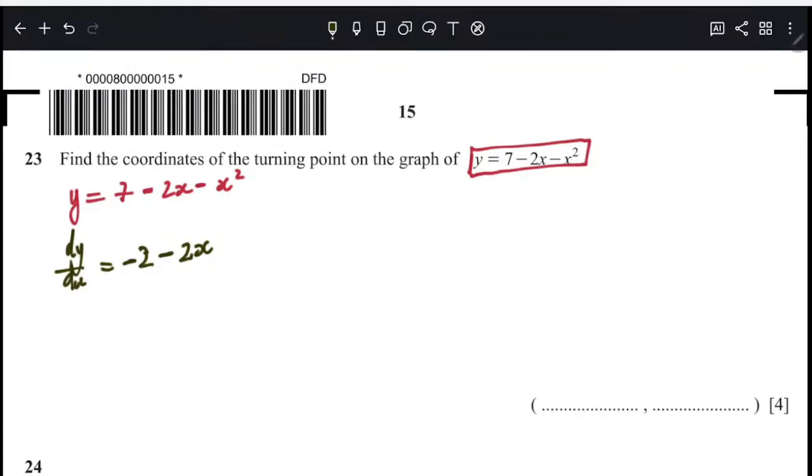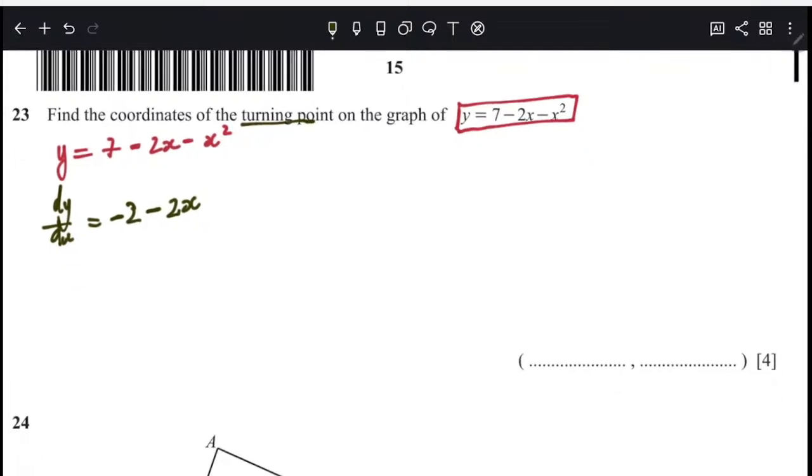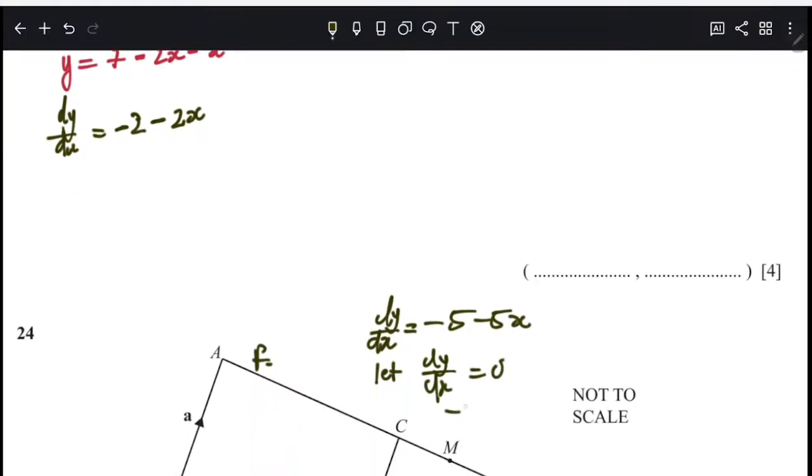And you know that they want the turning point, so you let this be equal to 0, which is so easy. Because for a stationary point, let's say I have minus 5 minus 5x as my dy/dx. I know that I'm going to let dy/dx equal to 0. I'm showing you so that you can know what to do. It'll be minus 5 minus 5x equals 0. This is the easiest thing, it's not an x squared, it's just an x, so you can find it.